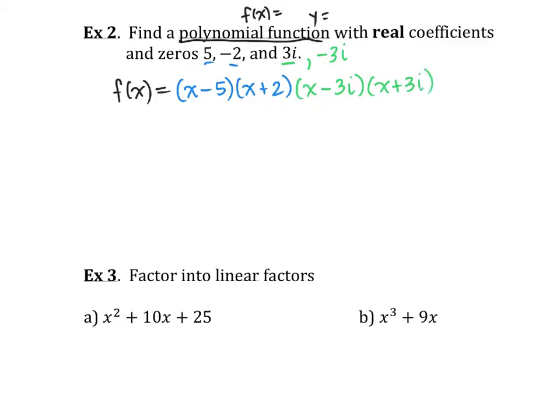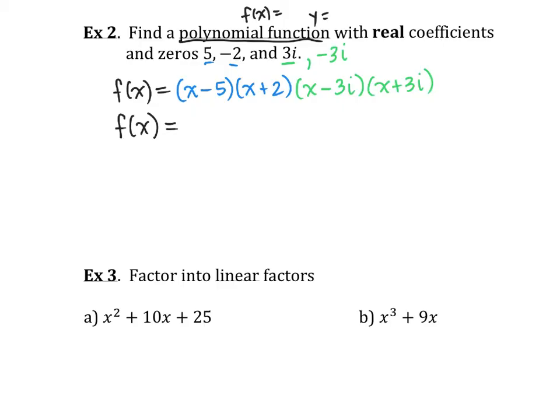So x minus 3i and x plus 3i must also be factors. This is not a unique polynomial function, so you could make this a more complicated equation if you would like, but I'm not because this is complicated enough as it is. Okay, when you write your polynomial function, they want you to put it in general form, so they want you to multiply it out.